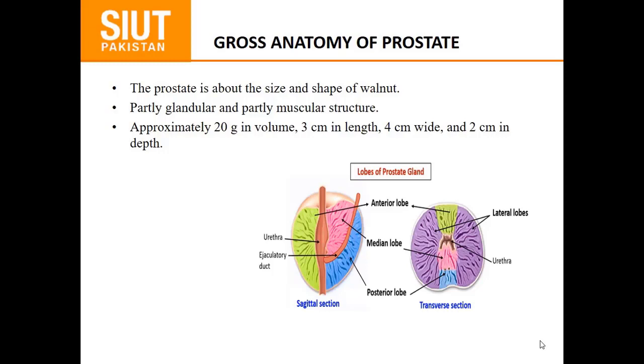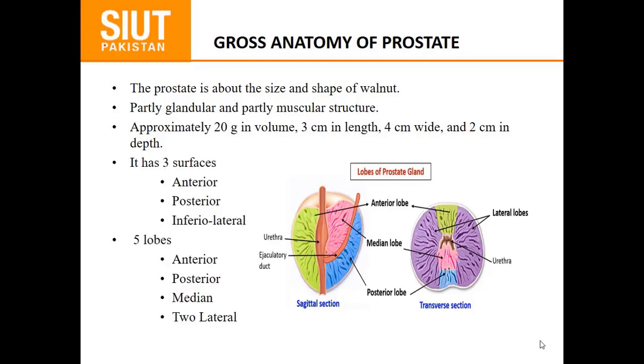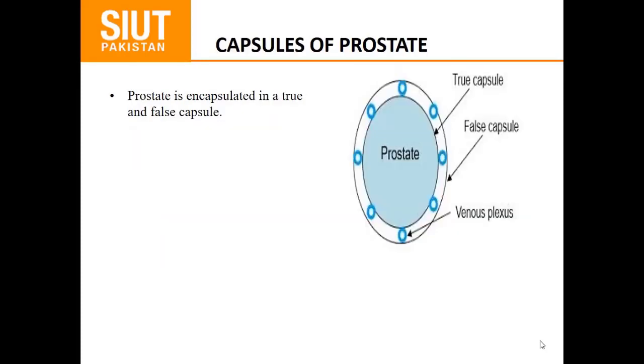The prostate is about the size and shape of a walnut, a partially glandular and partially muscular structure, approximately 20 grams in volume, 3 cm in length, 4 cm in width and 2 cm in depth. It has 3 surfaces and 5 lobes: the anterior surface, posterior surface and inferolateral surface, and 5 lobes: anterior lobe, posterior lobe, the median lobe and 2 lateral lobes.